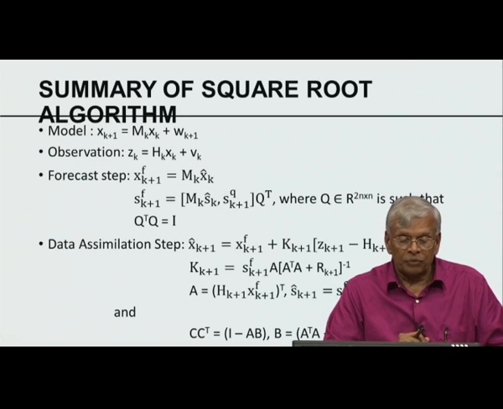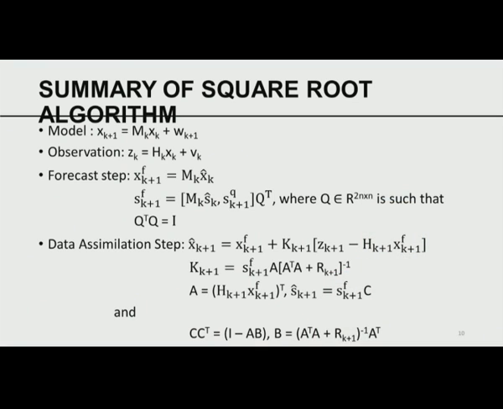So with this, I have now come to the summary of the square root version of the classical Kalman filter equation. The model equation is given by this, observation is given by that, the forecast is given by the classical Kalman filter. I am assuming I have the availability of the square root of the analysis covariance. I am also assuming the availability of the square root of the model noise.